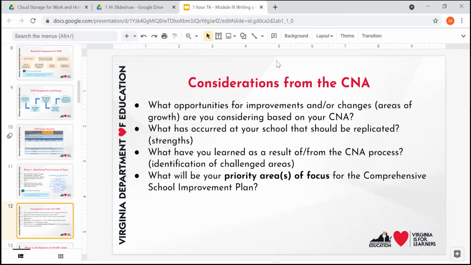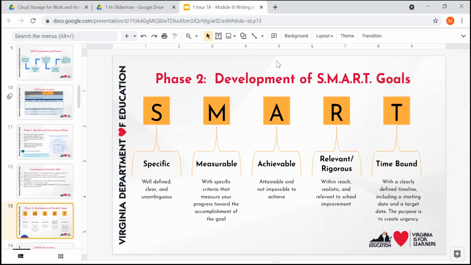What have you learned as a result of your CNA process? How do you identify those challenge areas? And then what will be your priority areas of focus? Now, once you've selected your priority area of focus, you want to determine your goal. Okay, I know where I am. I know what I want to work on. Where do I want to get? And so that brings us to the development of a SMART goal.